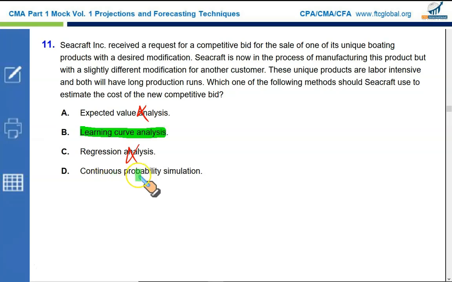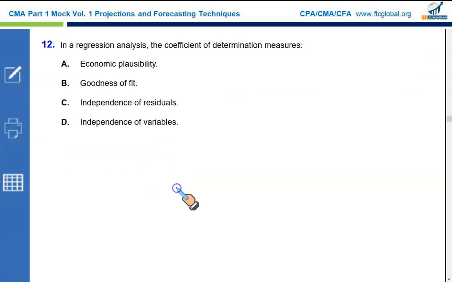Then what is continuous probability simulation? In continuous probability simulation, we study a problem by creating a model of the process, and then through a repetitive process, through trial and error solution, we attempt to improve the problem solution. So this is clearly not what we are looking for.